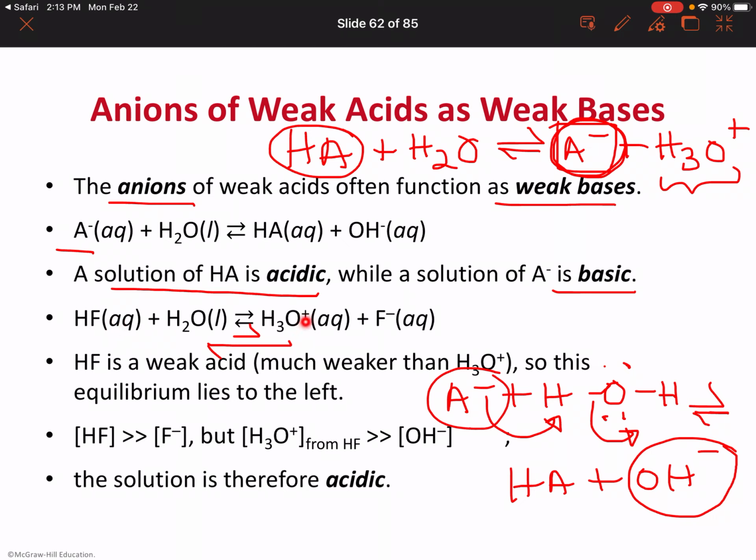But the little amount of hydronium ion that you produce because of the dissociation of the HF makes the solution acidic. So HF is going to be greater in acid strength than fluoride. This hydronium ion that comes from the little bit of dissociation of HF is more than the hydroxide ion from the autoionization of water, making the solution acidic. That's why a solution of a weak acid is acidic.